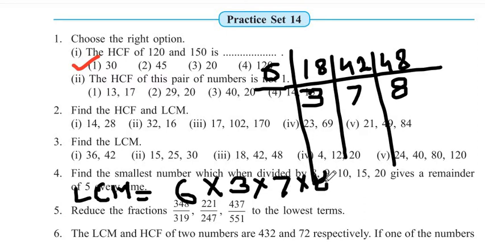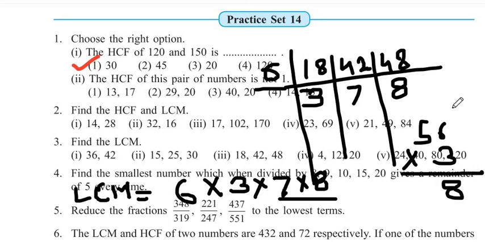Okay, now tell me, 7 8 is 56. Okay, 56 multiply by 3, I take first. 6 3 is 18, 1 carry. 5 3 is 15 plus 1, 16. Again this 168 multiply by 6. I write here 168 multiply by 6.